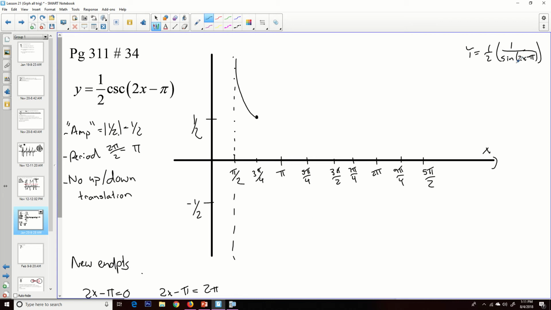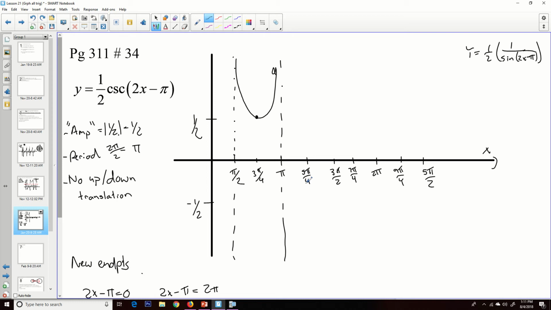Pi times 2 is 2 pi. 2 pi minus pi is just pi. The sine of pi is 0. So again, I have another vertical asymptote in the second quadrant. Sine is positive, so all those values are going to be positive.